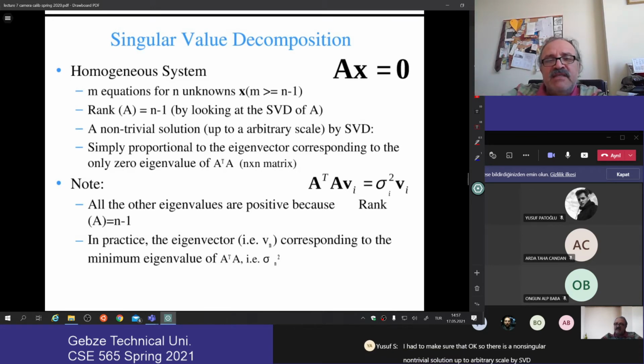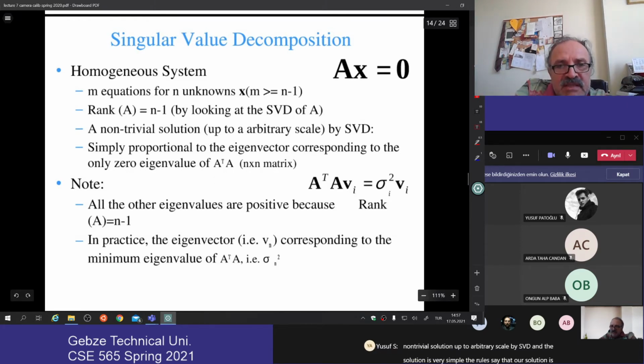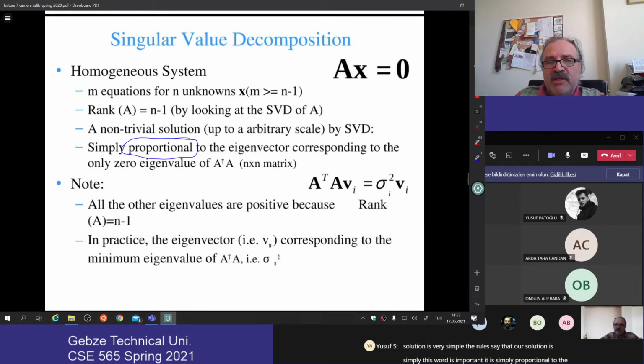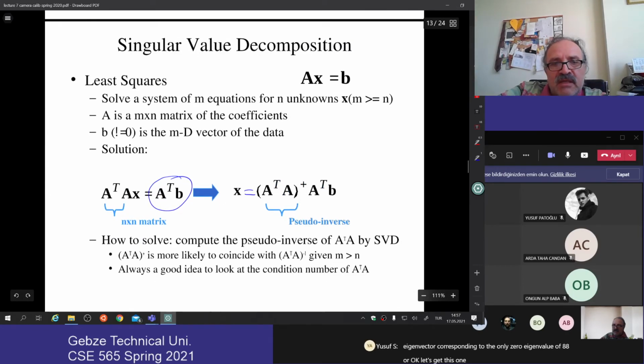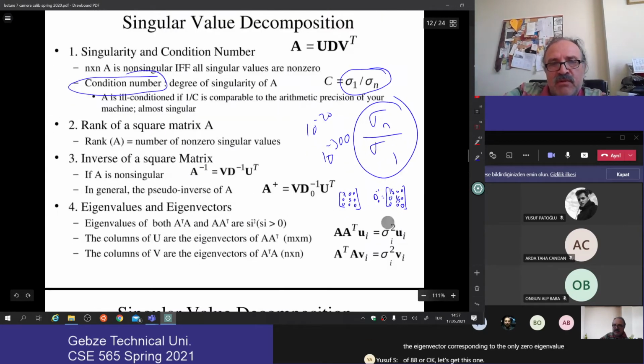And the solution is very simple. The rule says that our solution is simply, this word is important, simply proportional to the eigenvector corresponding to the only zero eigenvalue of A^T A. Okay, let's look at this rule.